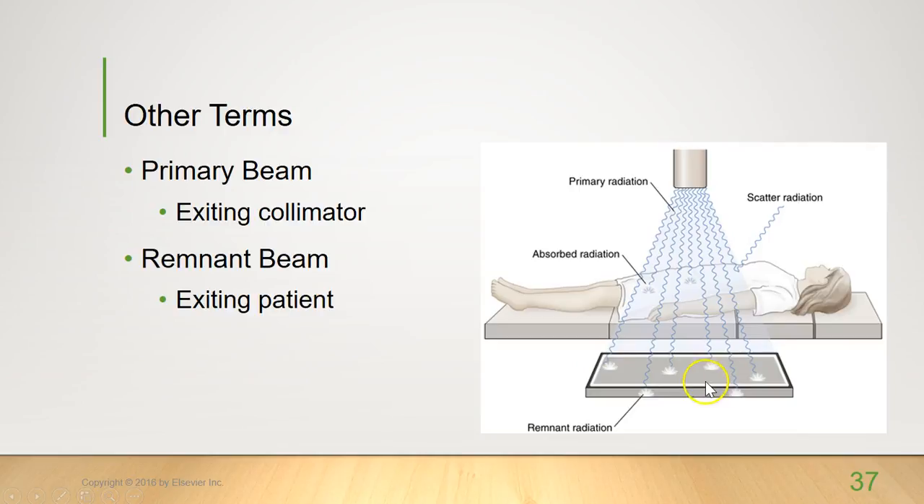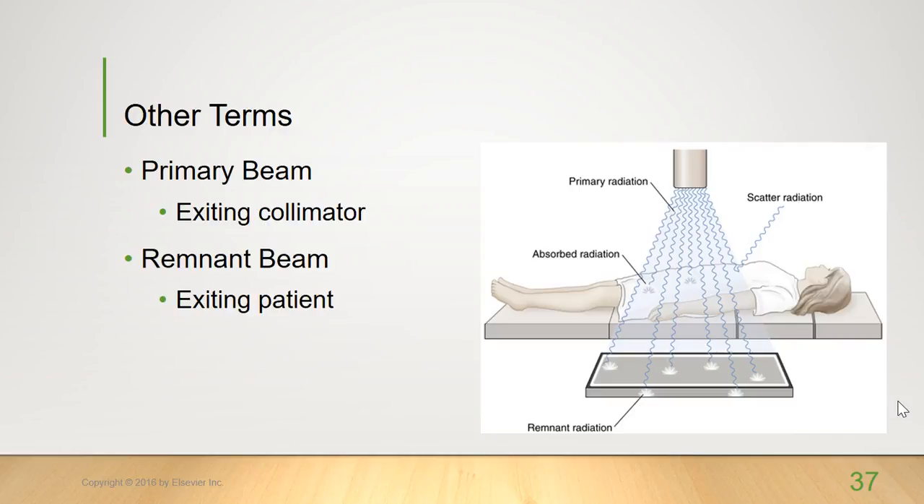Whether it's a piece of film, a cassette, a CR reader, a direct DR, it doesn't matter. But the remnant beam is what remains after the interaction with the patient and exits to expose the image receptor. The remnant beam can be composed of transmitted, those that we actually sent, and scattered. Scattered radiation is that energy that has lost some of its energy and been redirected after interacting. We will talk about more of that in Chapter 7, but just know what primary beam and remnant beam are.